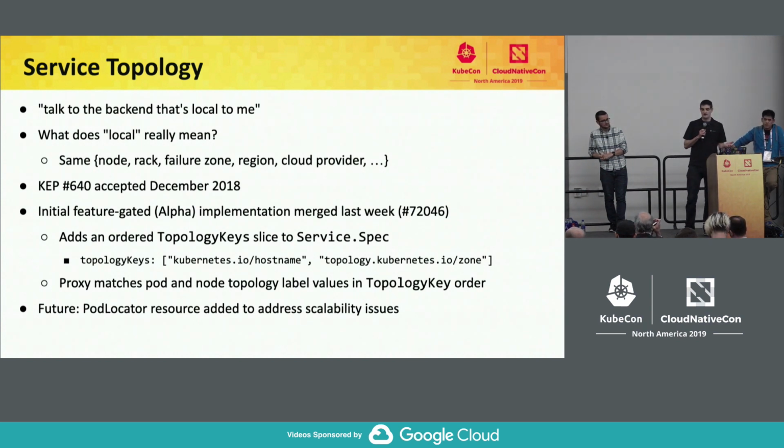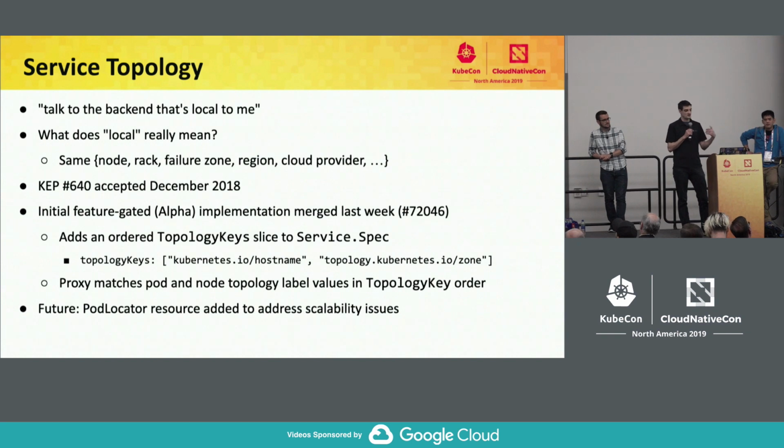So the problem that we have there, though, is what does local really mean? And it turns out that local means many different things to many different people, and it definitely depends on your infrastructure, how you set your cluster up, possibly what your networking solution is, all different kinds of things. So we really needed to make sure that service topology as an enhancement proposal and as a concept was flexible enough to address all of these different use cases. You can see here that the KEP for it was accepted back in December.